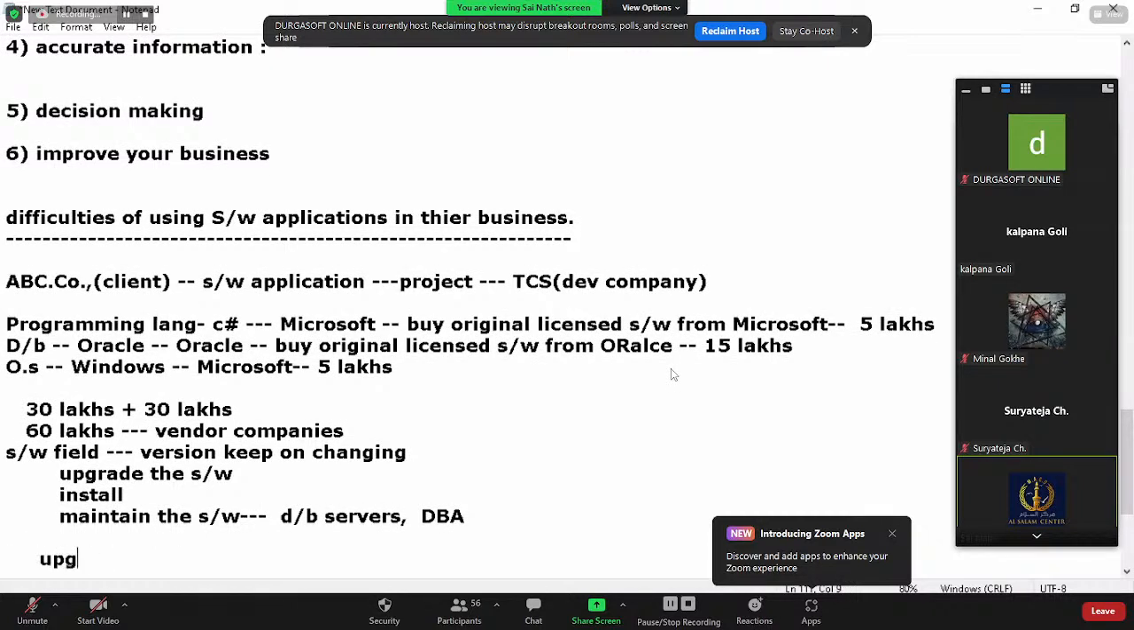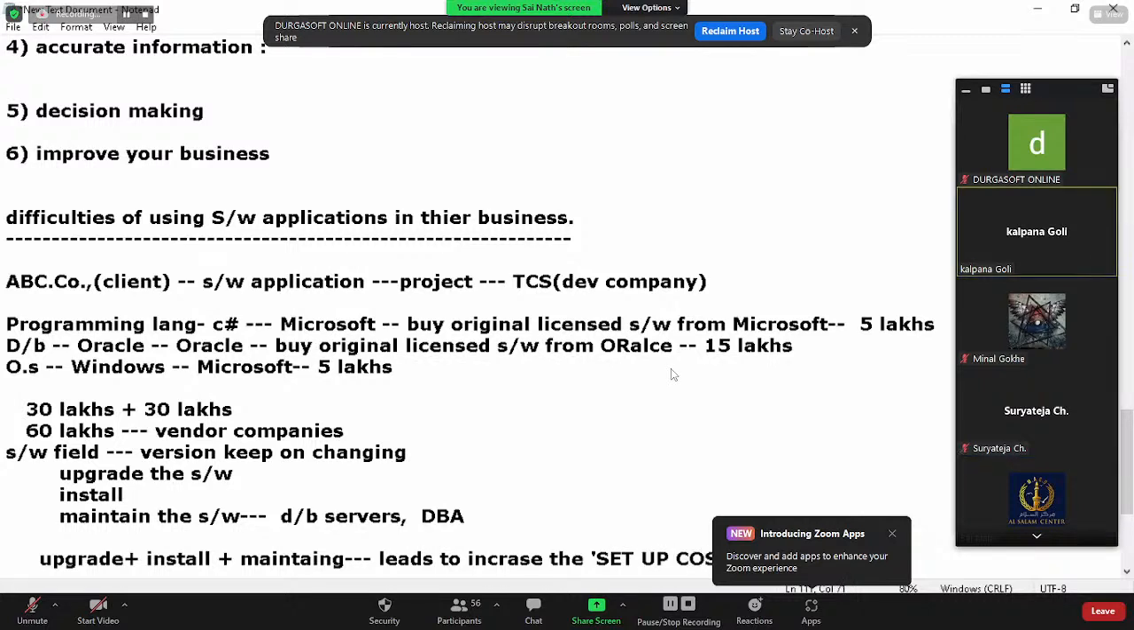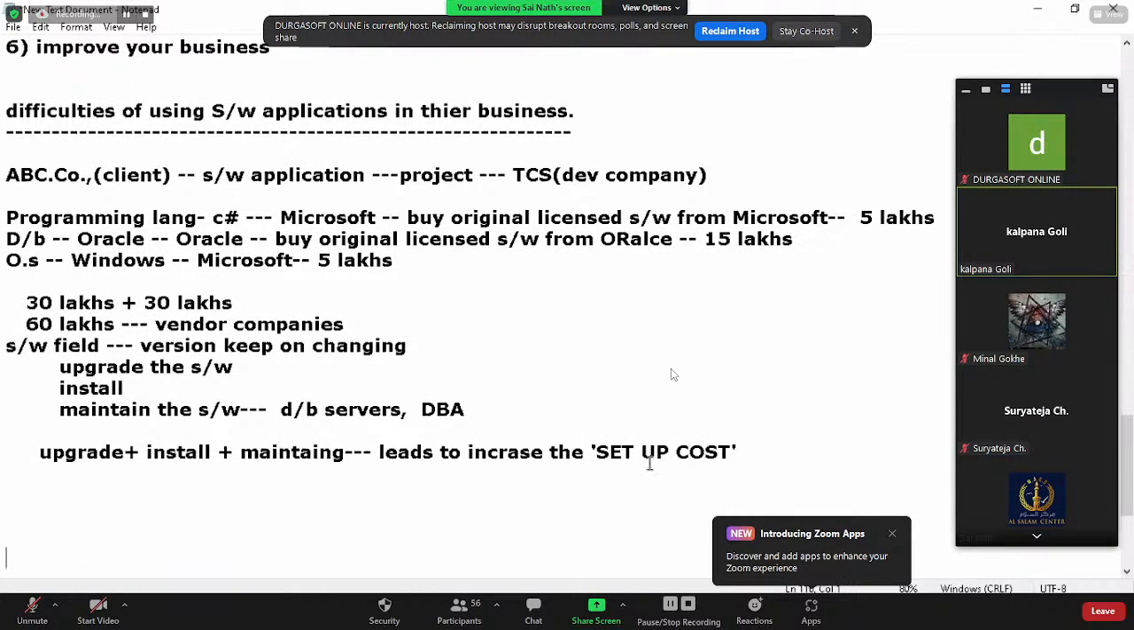Upgradation plus installation plus maintenance. It leads to an increase. What is this? So, setup cost. The setup cost is increasing for both the clients and development companies day by day like anything. Why? Because both clients and development companies need to upgrade the software, install the software, and maintain the software on their own.